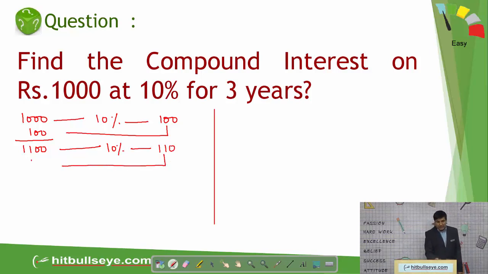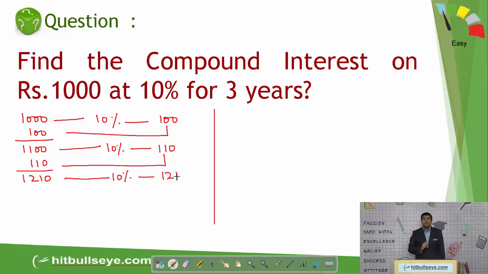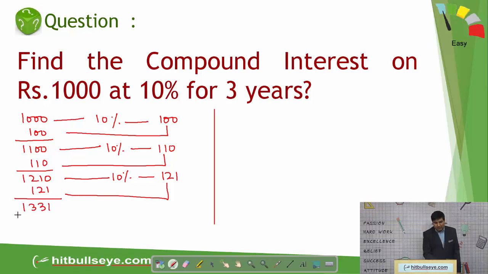Now again 110 is added back so that the principal for the next year becomes 1210, which again gains interest at the rate of 10%, amounting to 121. And finally these 121 rupees is also added to the previous principal to get the final amount after 3 years as 1331. Now my compound interest is 1331 minus 1000, which is the basic principal, to get 331 as the compound interest.